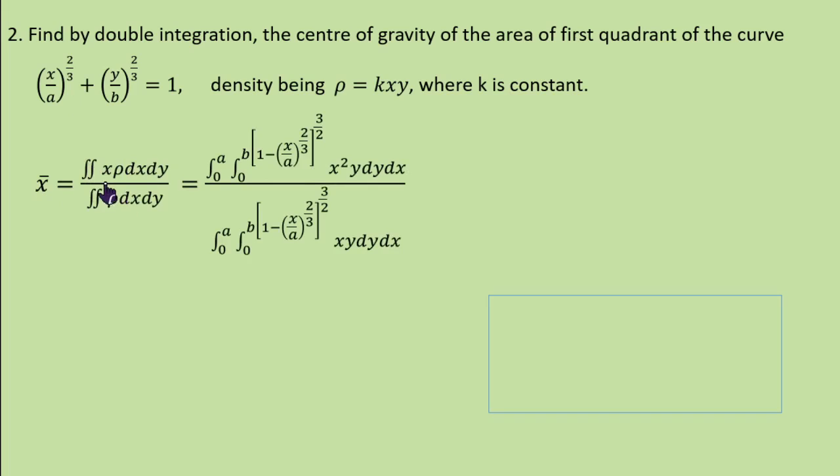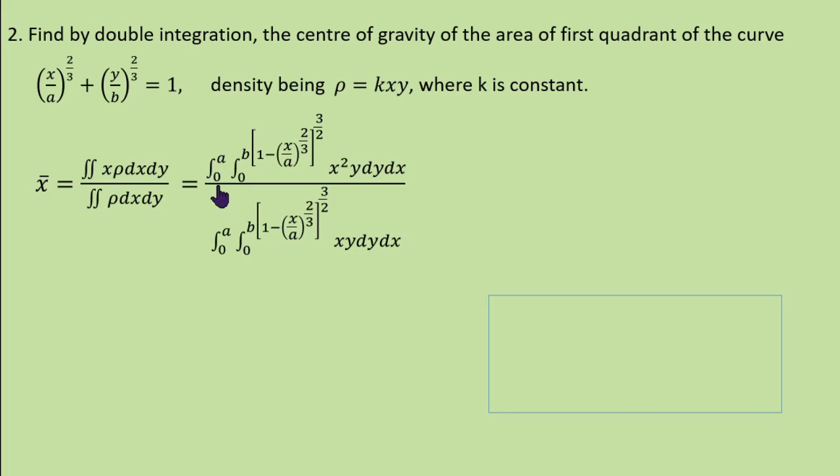x bar is the double integral of x rho dx dy, and the denominator is the double integral of rho dx dy. Here rho is kxy, take k outside, x square y, denominator is xy. So, double integral x square y dy dx, denominator xy dy dx. The limit is the first quadrant of the curve, which means x varies from 0 to a, because when y is 0, x by a is 1, x equal to a. Therefore, x varies from 0 to a.